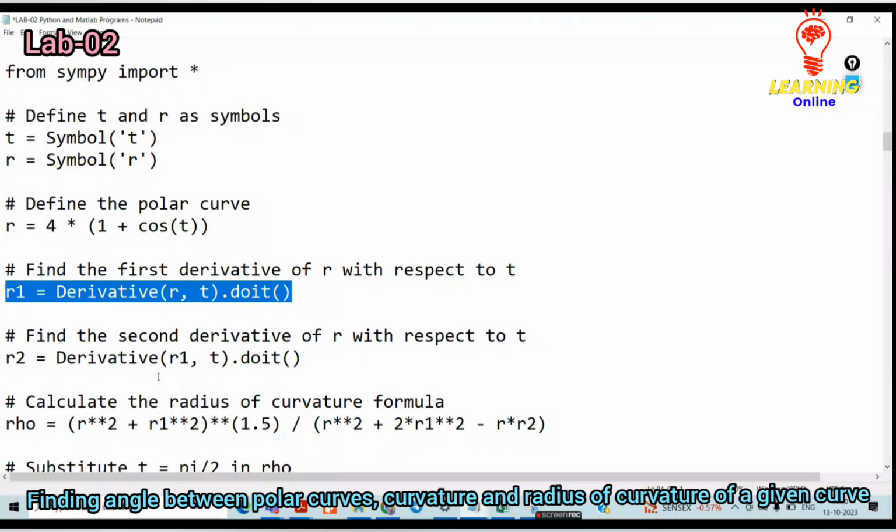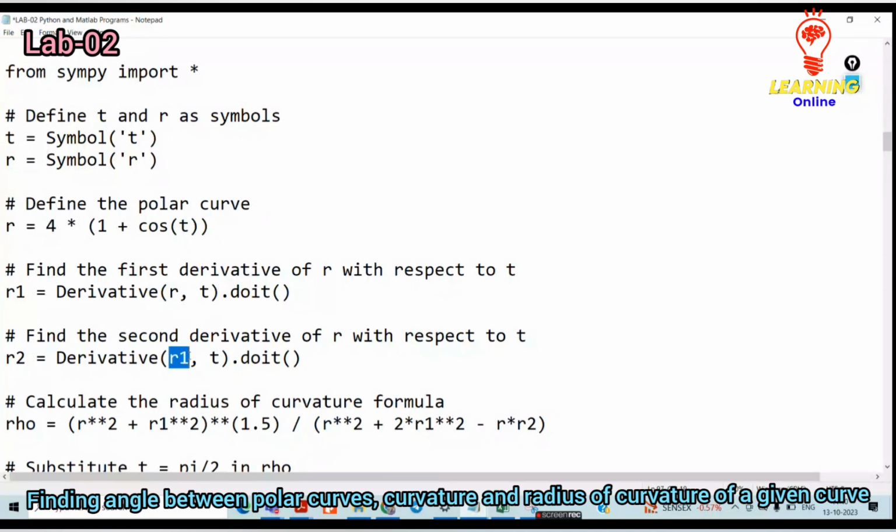Then similar to that, r2. I got r1 because this is the first order derivative. For the second order derivative, I should not take r for this. What do I need to take? I take r1, because I already got the first order derivative. Then I use that variable again with the derivative function. Then you have to apply doit because it carries out its function over that derivative evaluation. Then I did this.